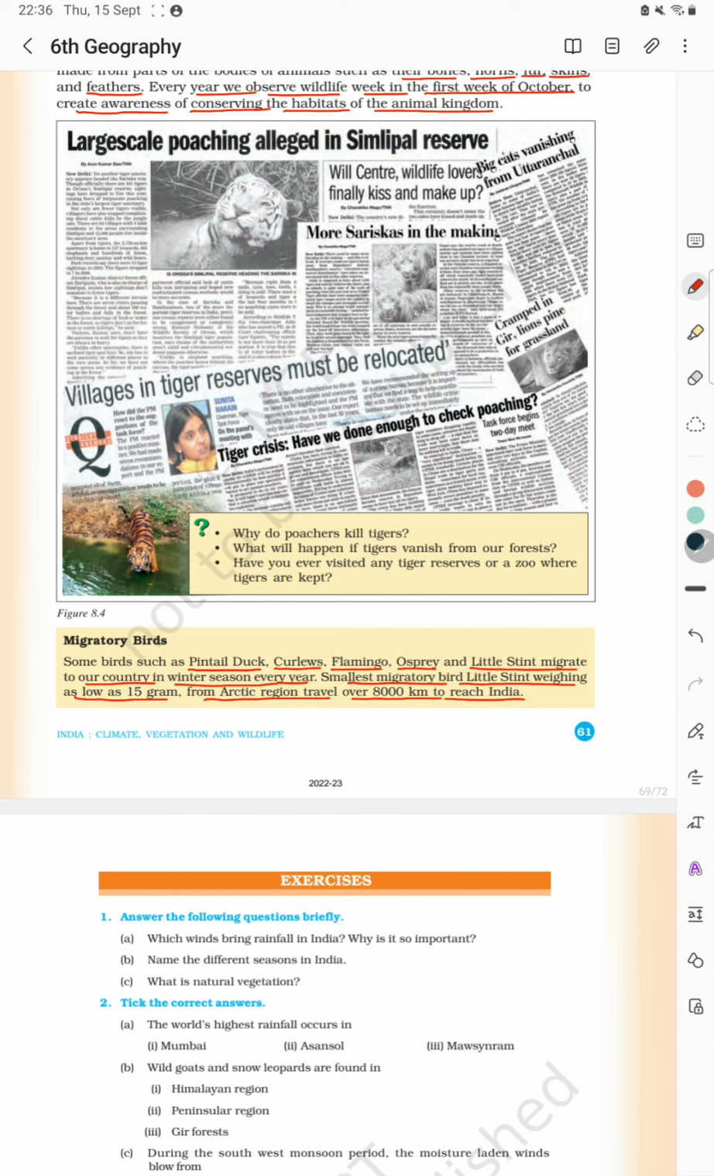to reach India. So this was all in this chapter, and with this chapter we have completed our 6th class NCERT book, The Earth, Our Habitat.